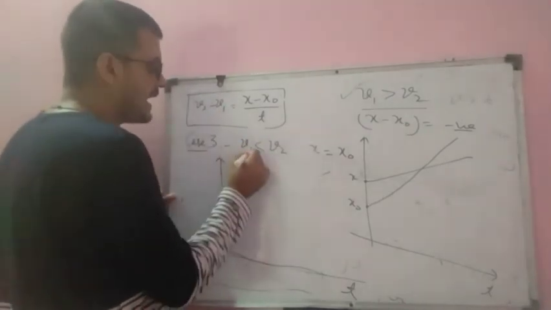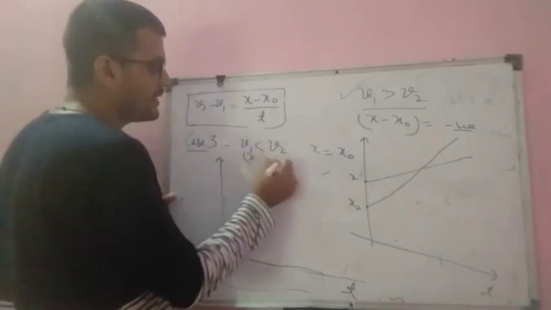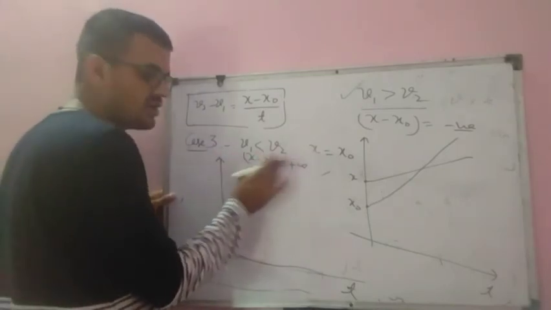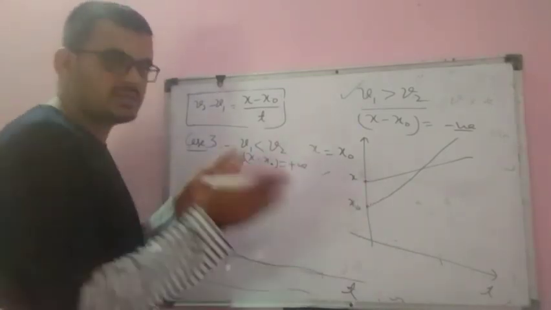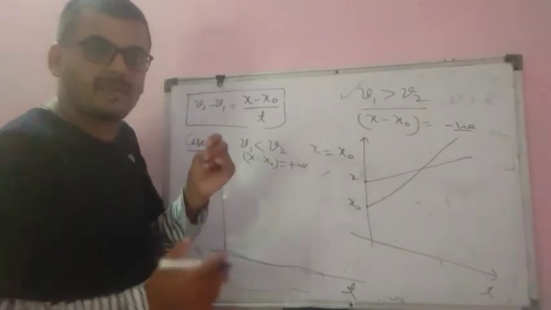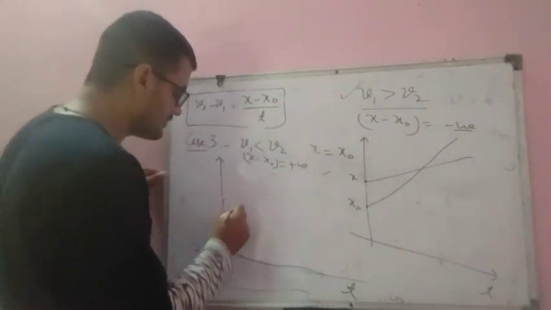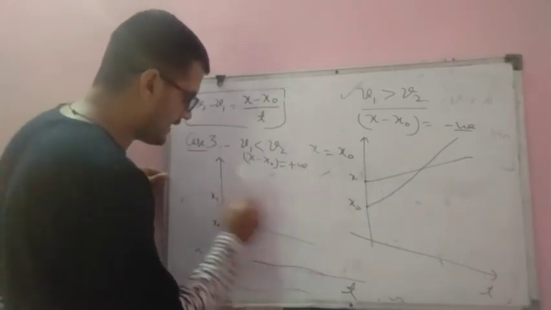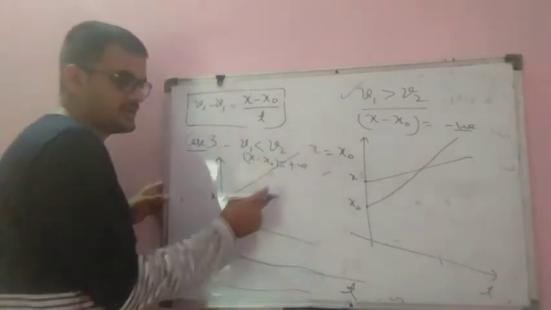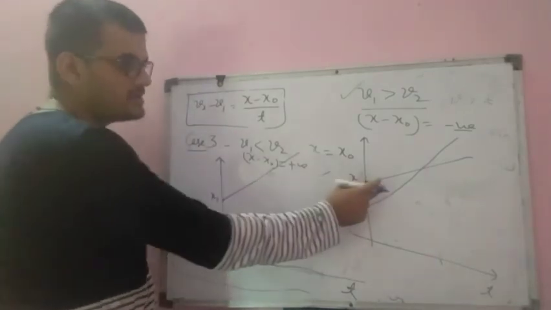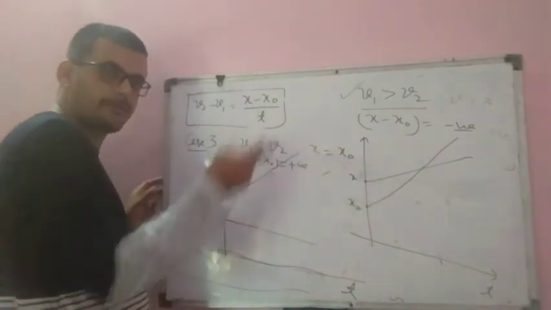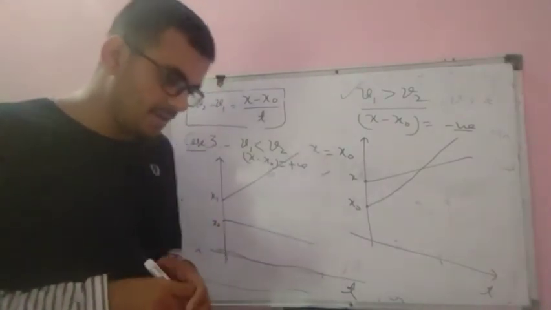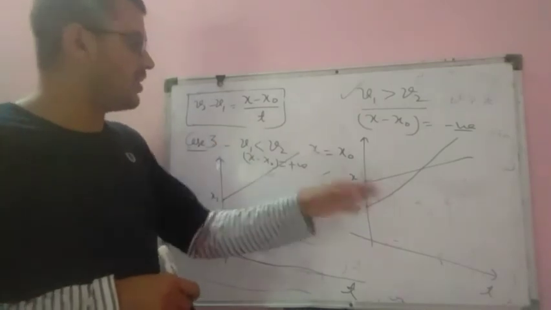In this case, x minus x naught will be positive. What is the meaning of x minus x naught positive? Means the area between these two curves will be increased by the time. How? This one is x naught and this one is x1, like this. So it is increasing, it is decreasing, and first one was parallel. So these are the three cases, okay. We have discussed all three cases.